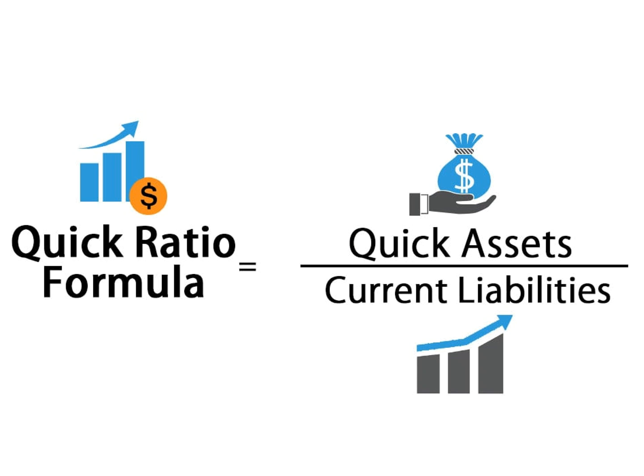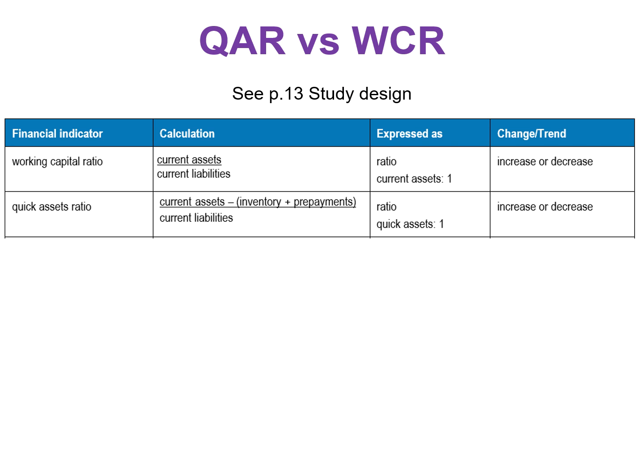Now, in terms of what we mean by quick assets, they're simply assets that can be quickly and easily converted into cash. If we compare our formulas for quick asset versus our working capital ratio, we can see that they're similar. They've both got the same denominator, current liabilities. The difference is for our QAR, we are subtracting, not including, our inventory and our prepayments. These are not considered quick assets. These will take time to convert to cash.